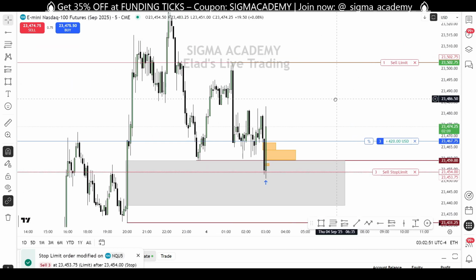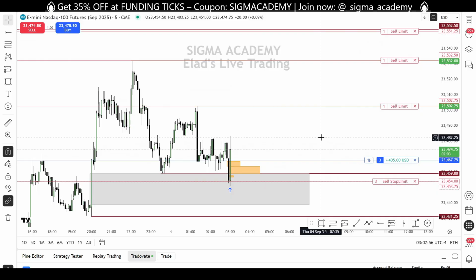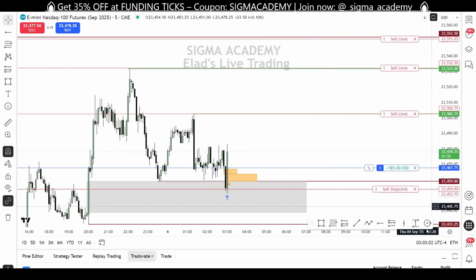My targets were set at each high above, where I planned to take partials. I was expecting price to behave differently, so later in the trade I reduced my take profit directly to the last high. On top of that, my copier wasn't working properly, so I decided to officially close the trade at my first target.